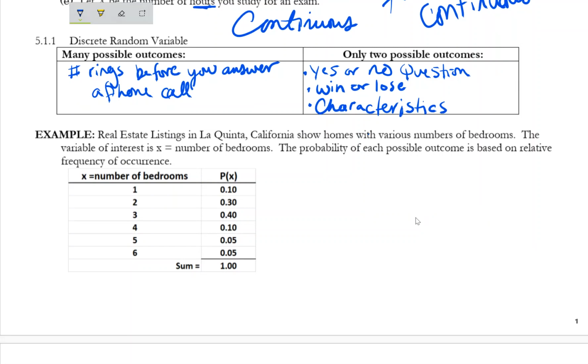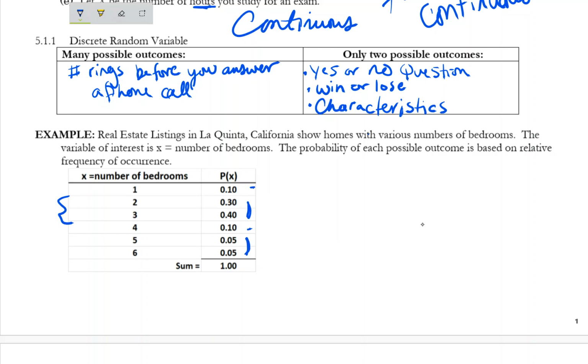So I've got a real estate company here in La Quinta, California, that shows homes with various numbers of bedrooms, and then they keep track of the number of bedrooms a house can have, and the probability, the relative frequency of occurrence. So they've been keeping track of their home sales and what size houses different homes have, and this produces a distribution for them. You'll notice that 2 and 3 bedrooms are the most common because they've got the highest probability. And then 1 and 4 bedrooms kind of have the same likelihood, and 5 bedrooms is the smallest.